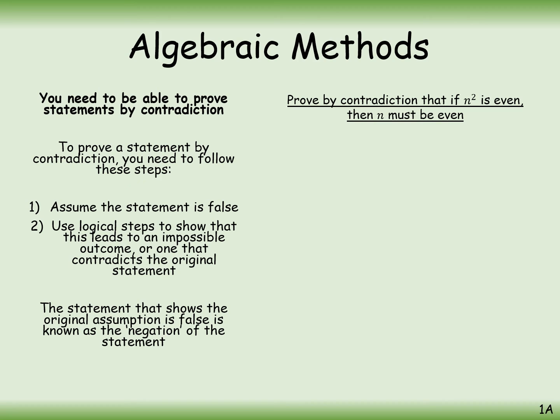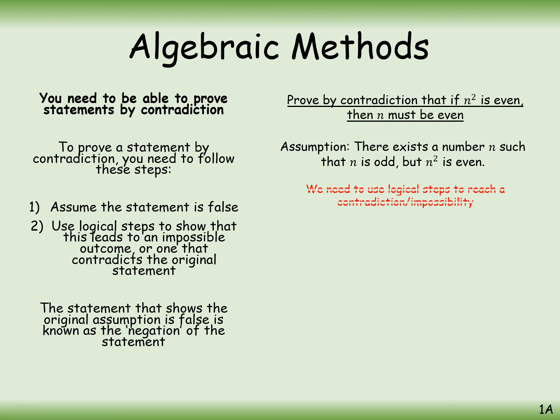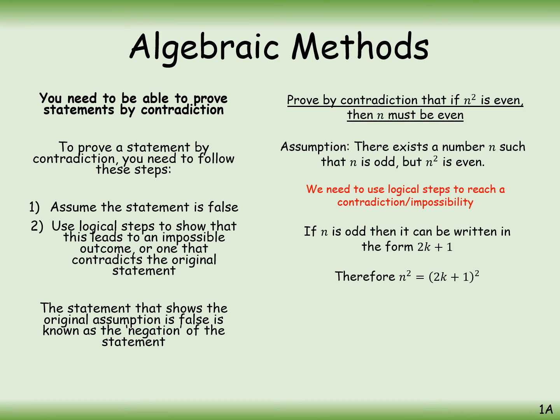Let's look at another question. Prove by contradiction that if n squared is even, then n must be even. So assumption: there exists a number n such that n is odd, but n squared is even. We need to use logical steps to reach the contradiction. So if n is odd, then it can be written as 2k plus 1. Therefore, n squared would equal (2k plus 1) squared, which equals 4k squared plus 4k plus 1.